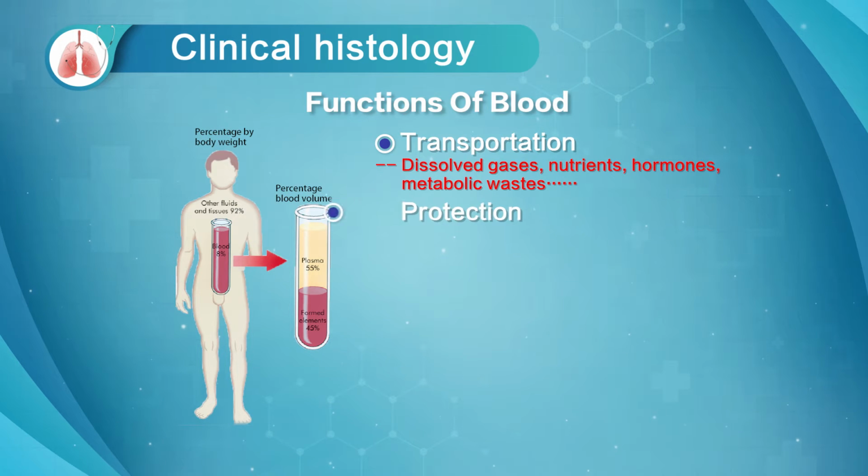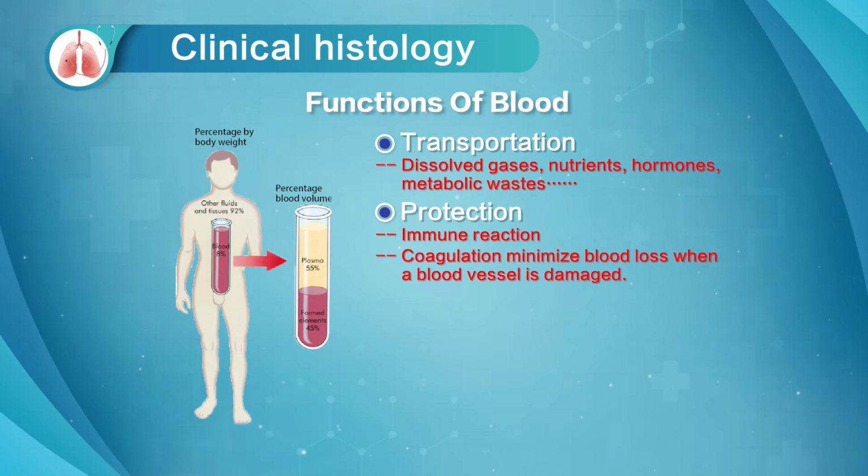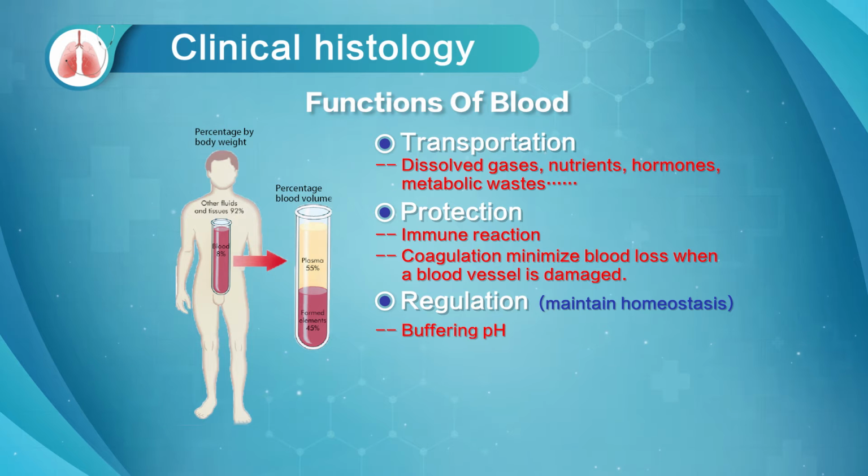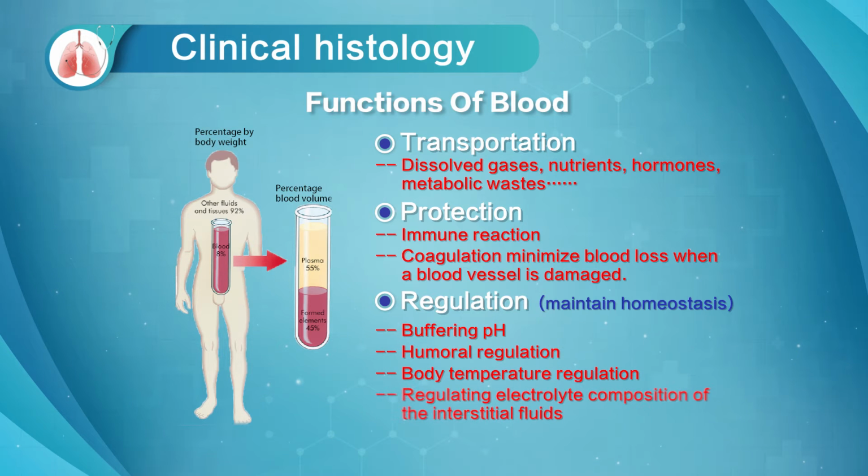Another important function of the blood is its protective action against disease. As part of the immune system, white blood cells defend the body against infections, foreign materials, and abnormal cells. The platelets in blood enable clotting or coagulation of blood to minimize blood loss when a blood vessel is damaged. The third important function is regulation. Blood can regulate pH level, body temperature, and the electrolyte composition of the interstitial fluid to maintain homeostasis.